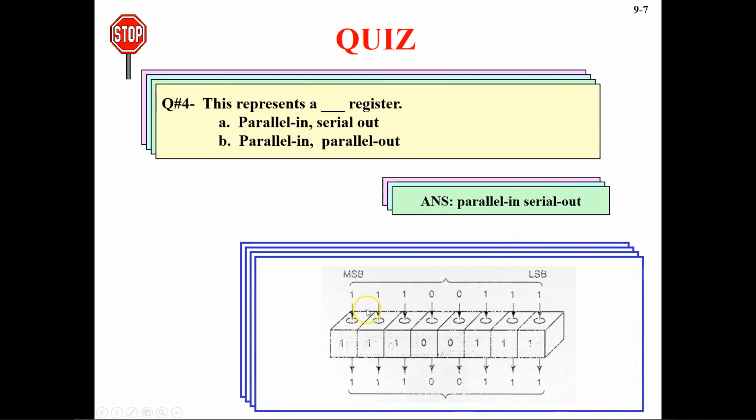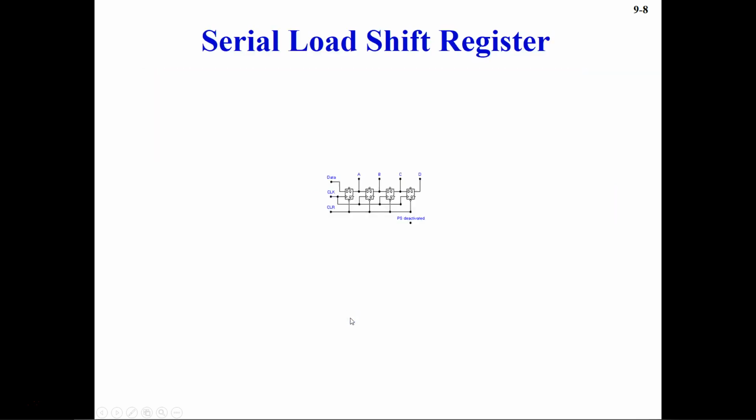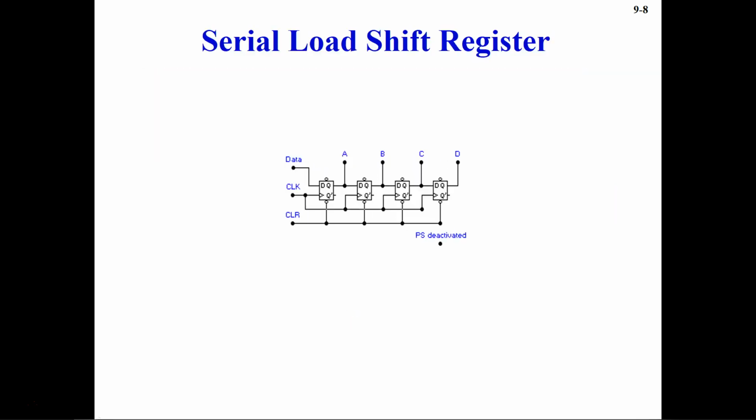And next we have data going in parallel form and then coming out in parallel form. So this is going to be parallel in and parallel out. So B is the right answer: parallel in, parallel out. Now next we have the serial load shift register.